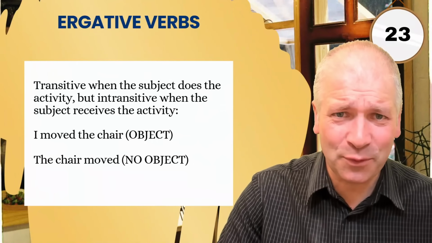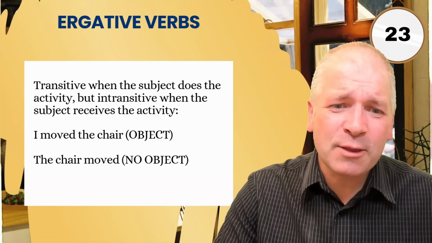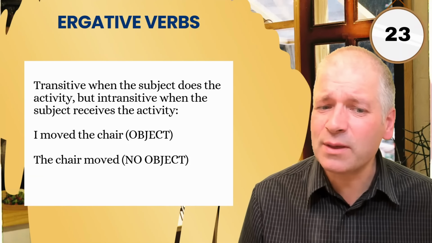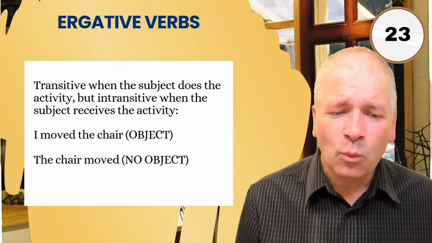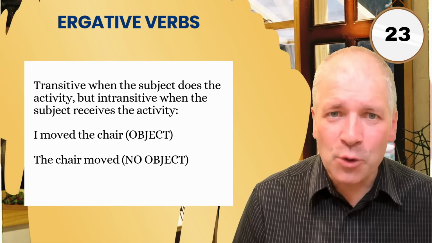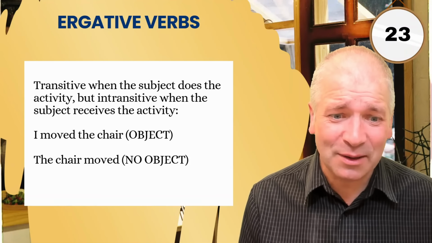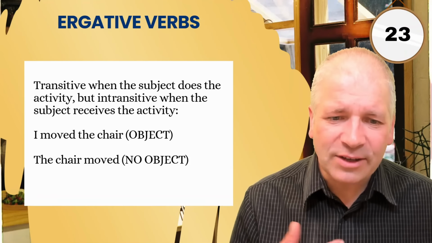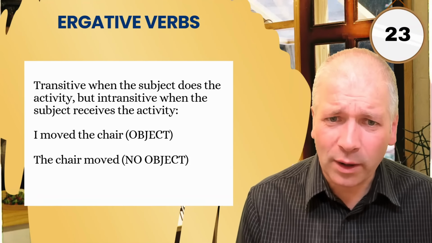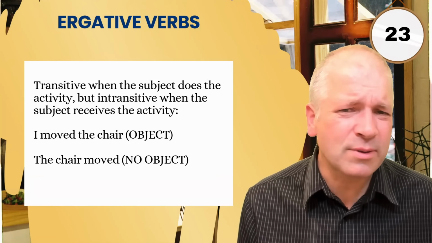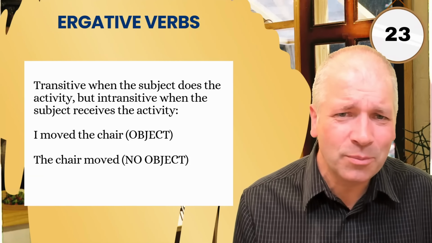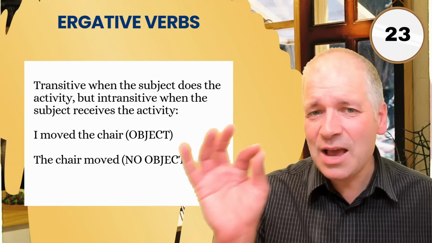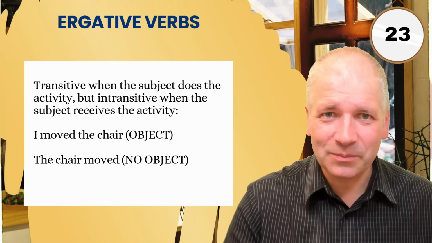What is an ergative verb? Well, an ergative verb is one that is transitive when the subject does the activity, but intransitive when the subject receives the activity. One such verb is moved. I moved the chair. This is transitive because there's an object afterwards. Here, I do the activity. But in the second one, the chair has to receive the activity because a chair can't move itself. The chair moved, probably because someone else did it. Here there is no object.